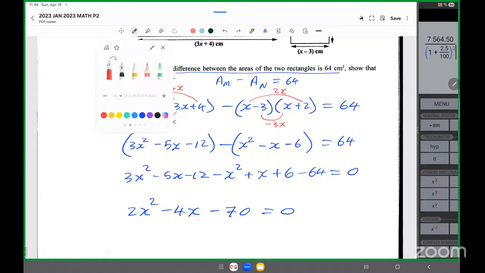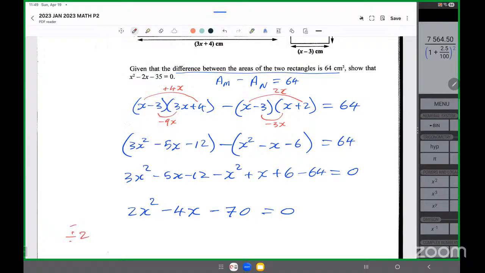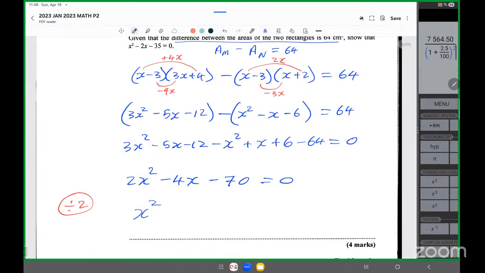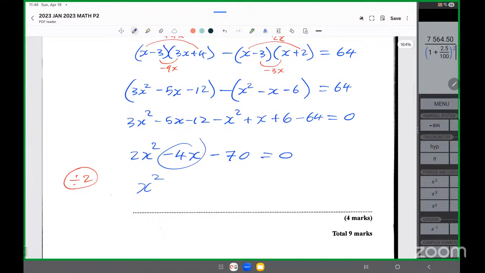So we're going to divide through by 2. We divide each term by 2. Dividing this by 2 becomes x squared. Dividing this by 2 becomes minus 2x. Dividing this by 2 becomes negative 35, equals 0 divided by 2, which is still 0. That's what they told us to show.